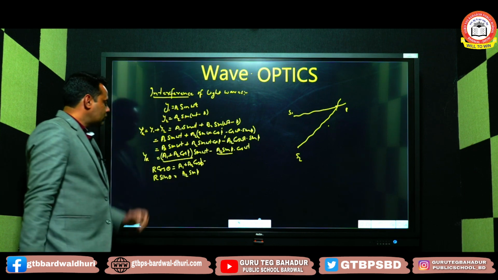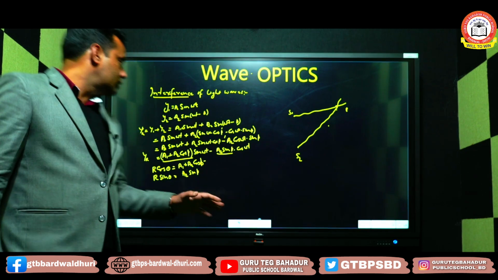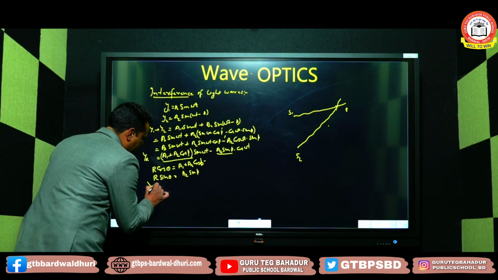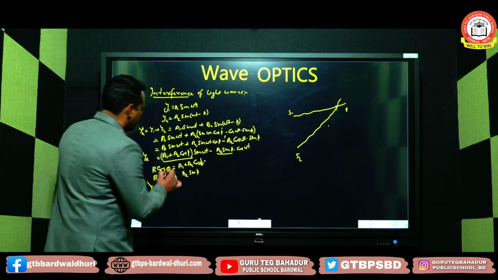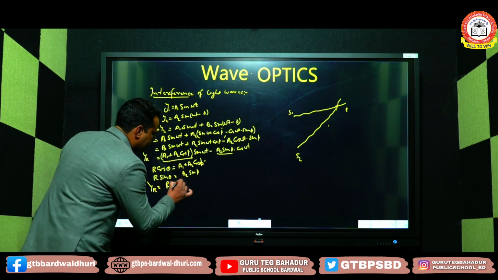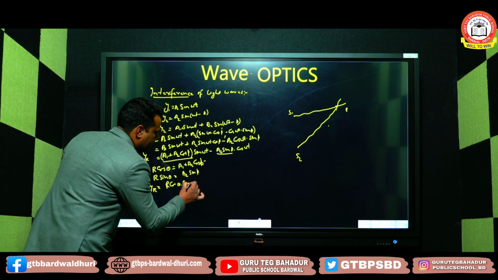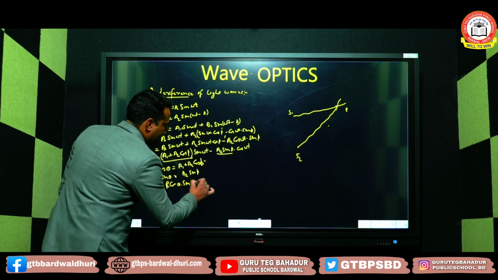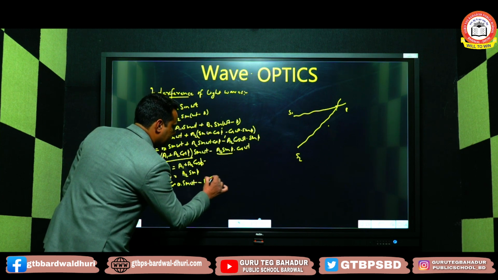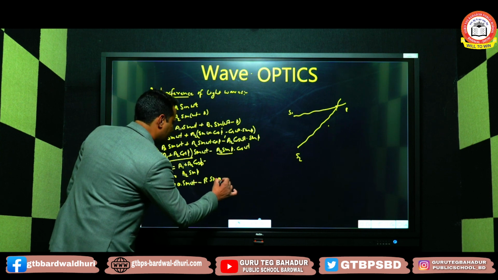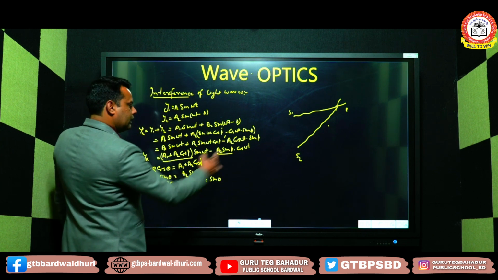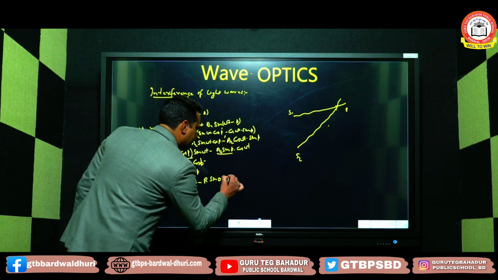Okay, now substitute these values r sin theta and r cos theta in our upper equations, and I will get y_R will be equal to r cos theta into sin omega t minus r sin theta into cos omega t.